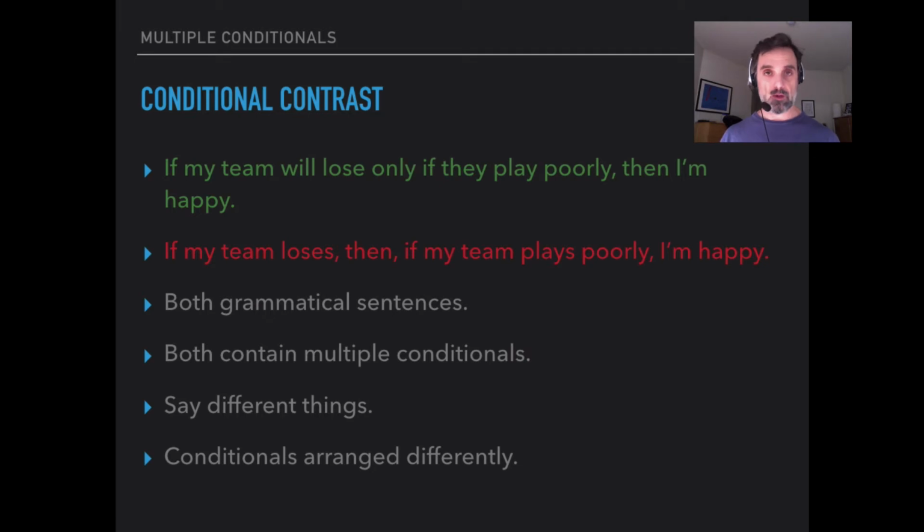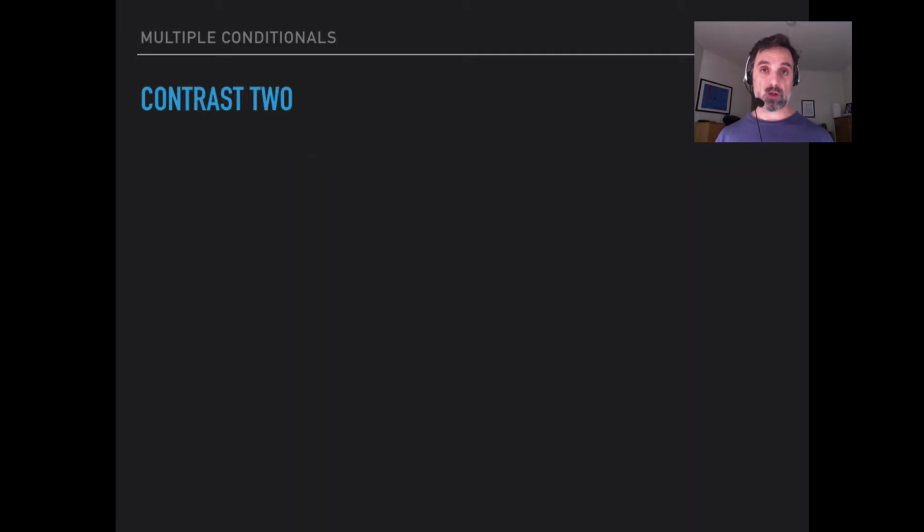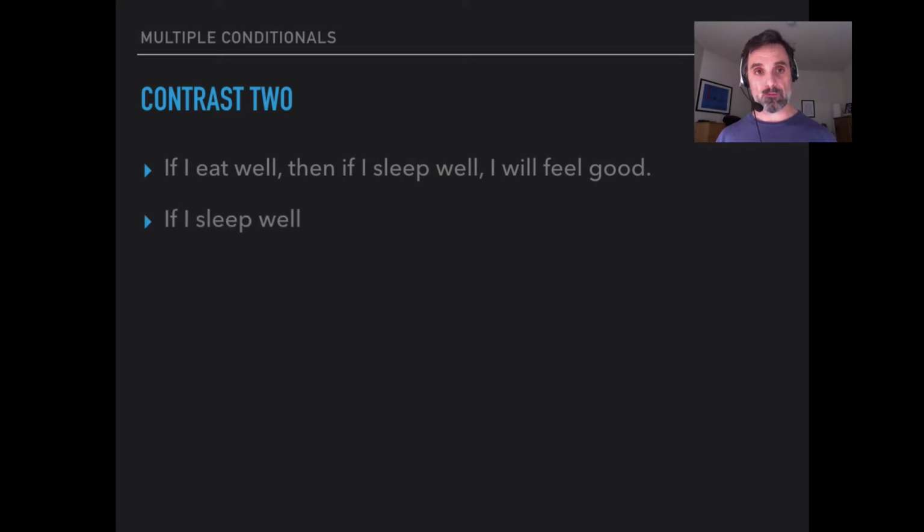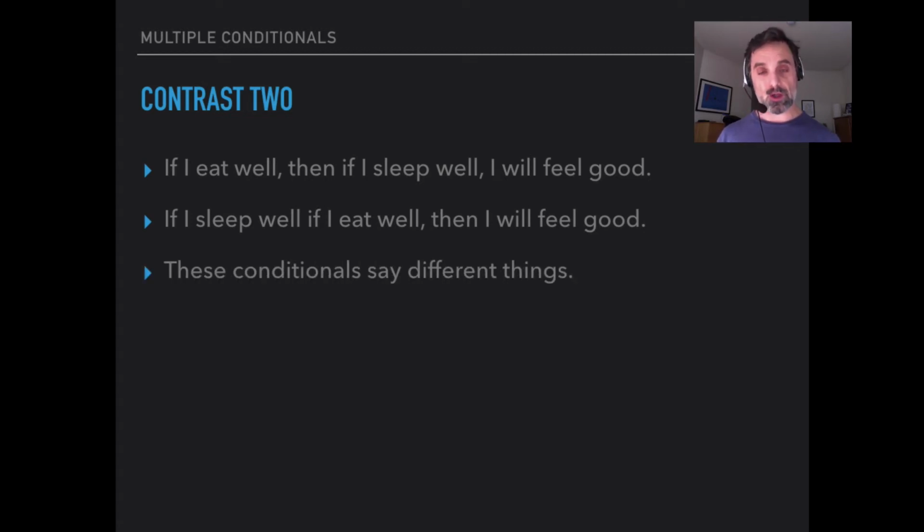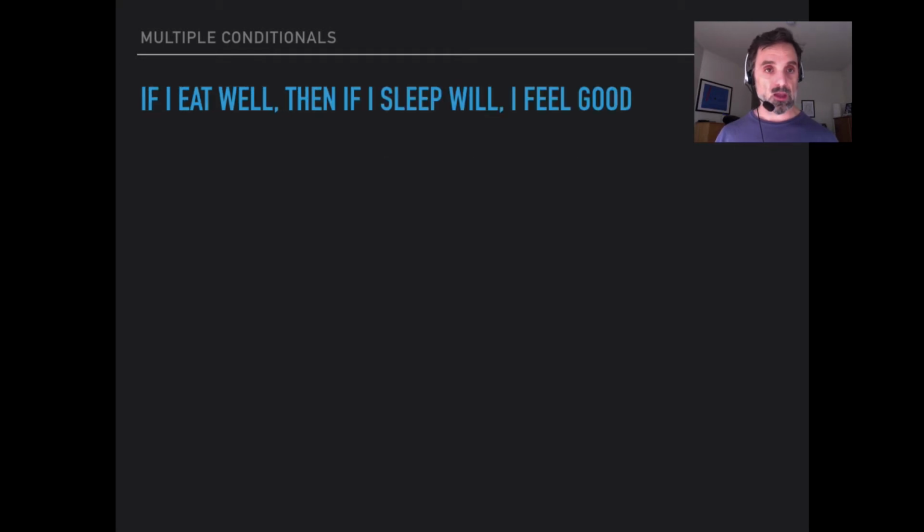So before we look at how they're arranged differently, I want to consider another contrast. So let's take these two sentences. If I eat well, then if I sleep well, I will feel good. And if I sleep well, if I eat well, then I will feel good. Again, these conditionals also say different things from one another. So let's look at the first sentence. If I eat well, then if I sleep well, I will feel good.